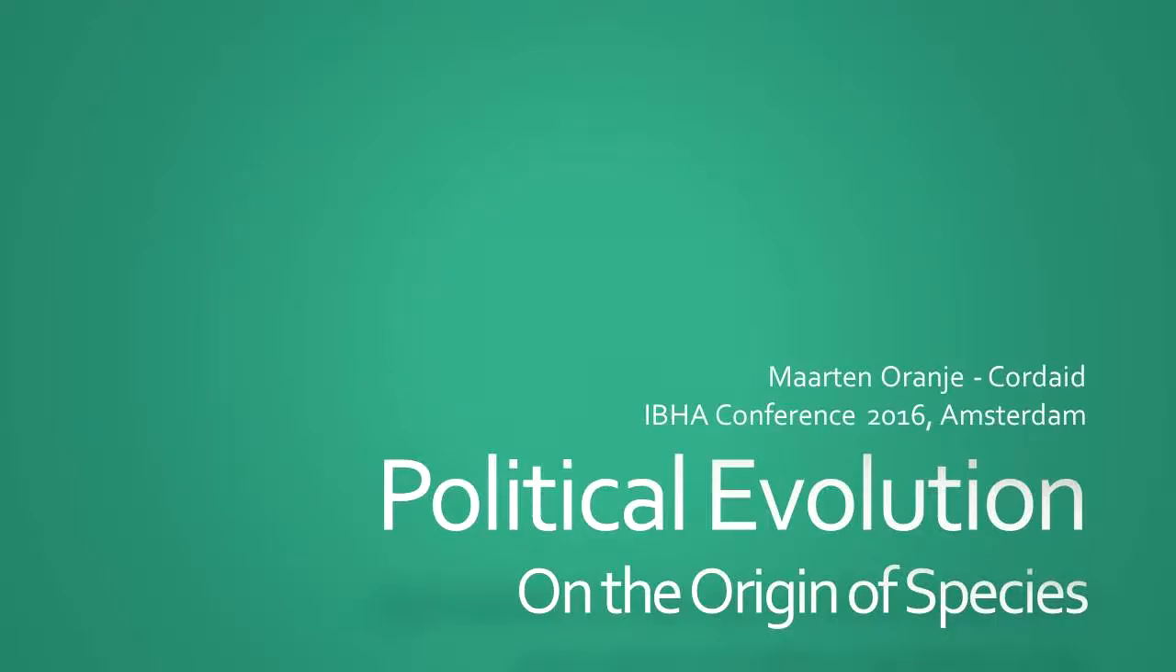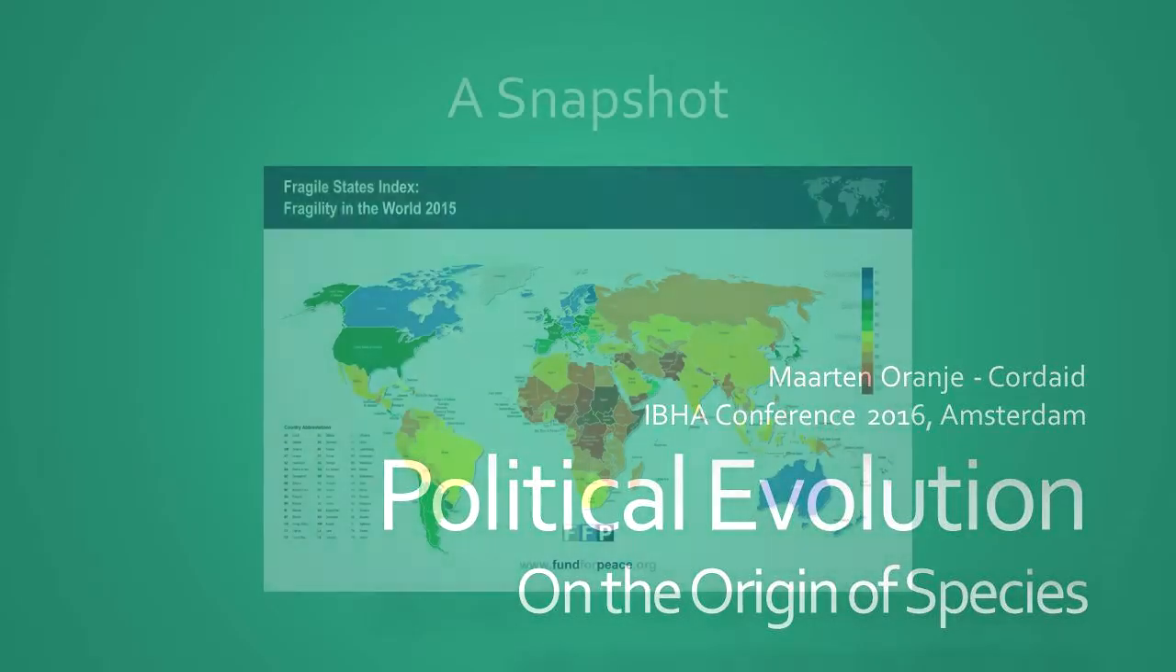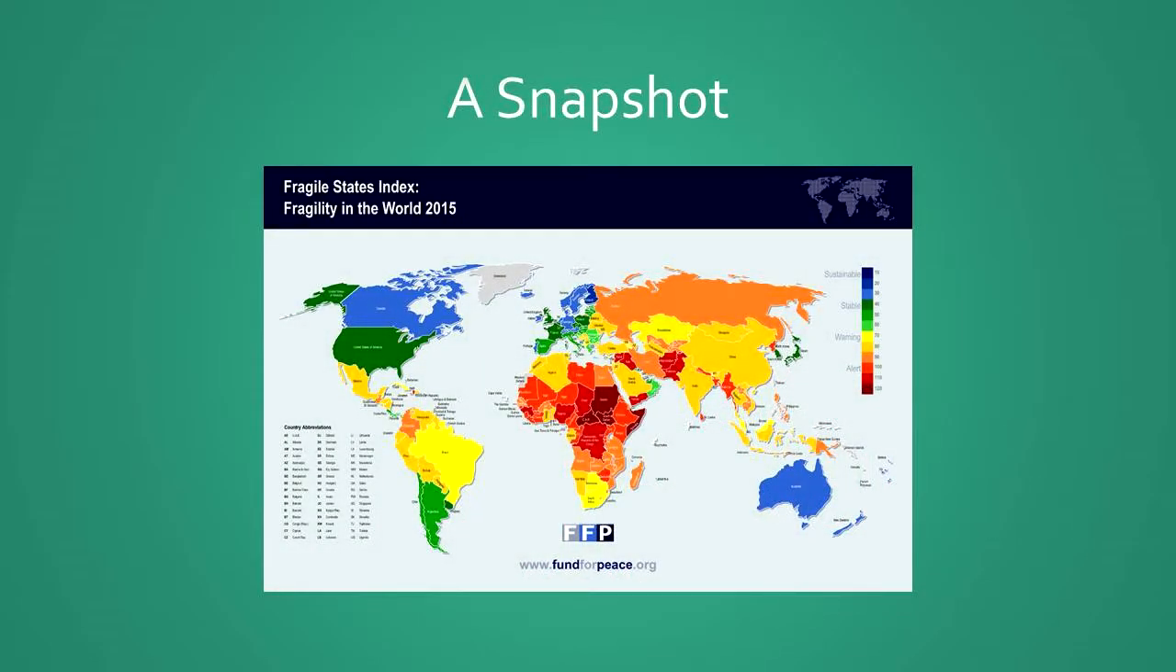My name is indeed Maarten Oranje, and I will be presenting today on the subject of political evolution. I would like to start by showing this map, which is a political map of the world, and it has the countries in colors, which we are all very used to. But in this particular political map, the color of the state has a meaning.